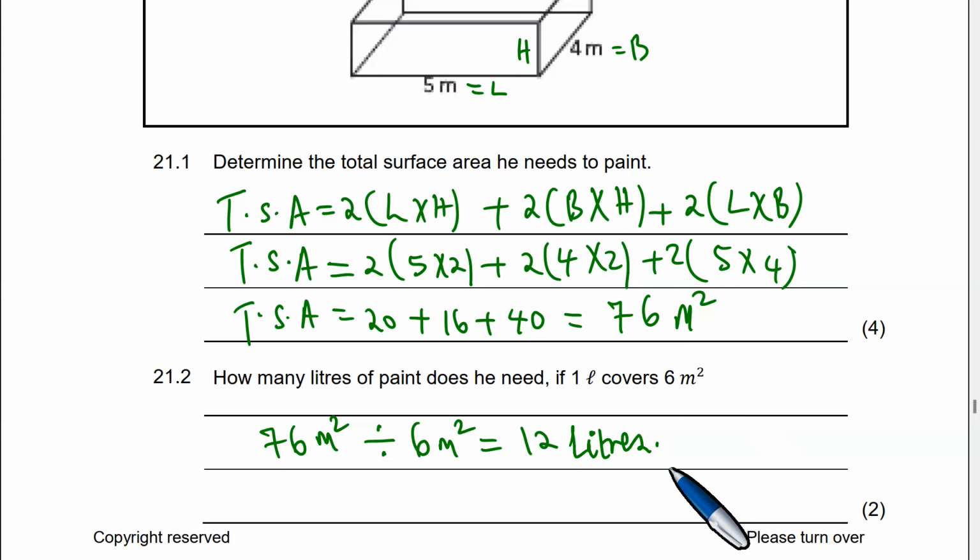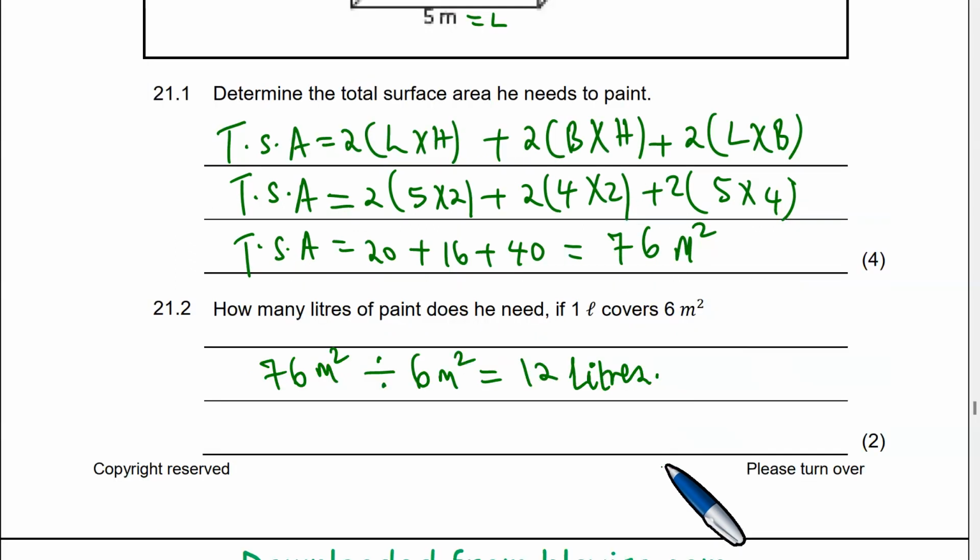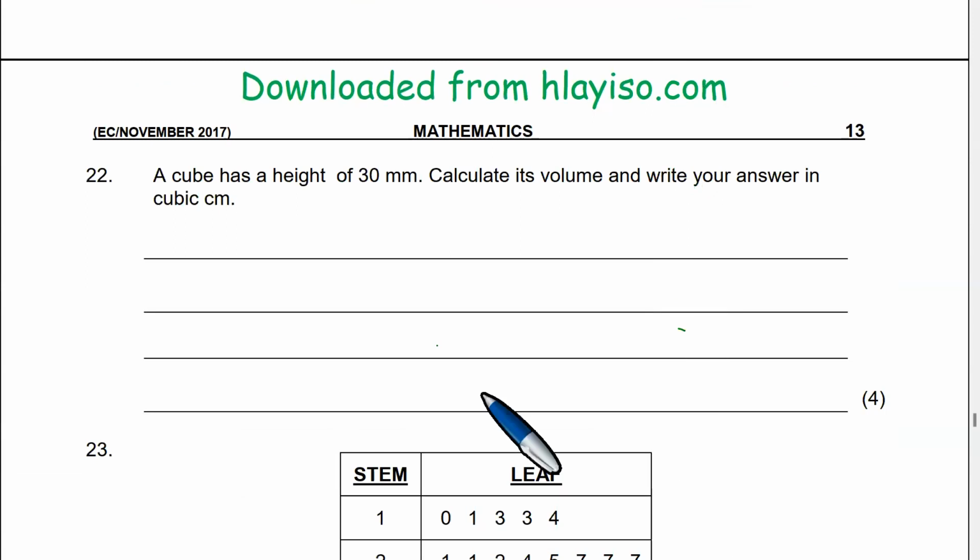Right, so we continue with this analysis and we look at more questions. A cube has a height of 30 millimeters. Calculate its volume and write your answer in cubic centimeters. What do you think the answer is to this one? So volume.